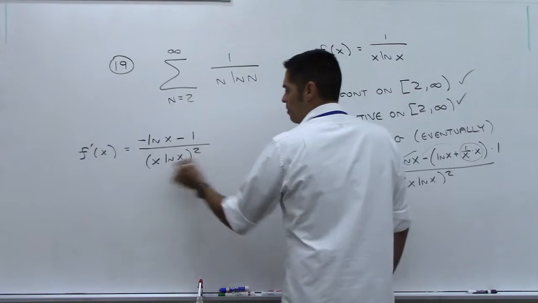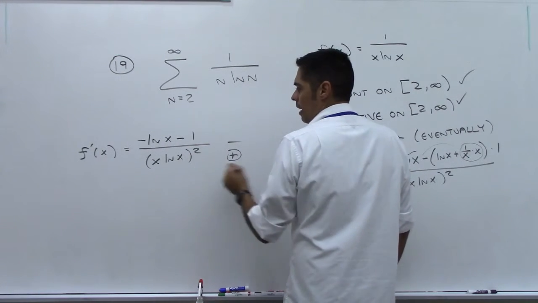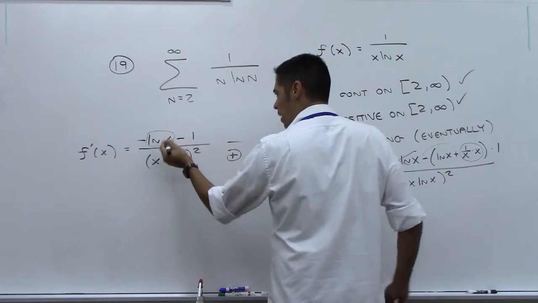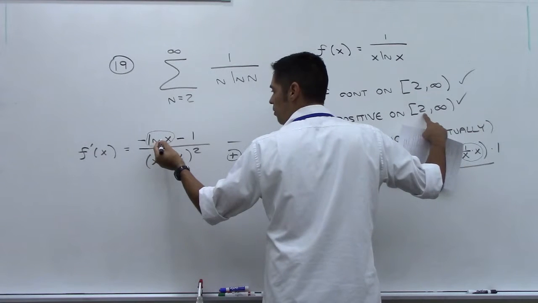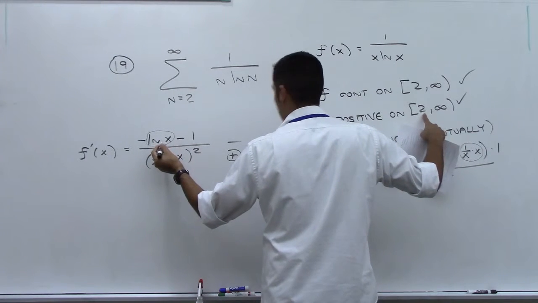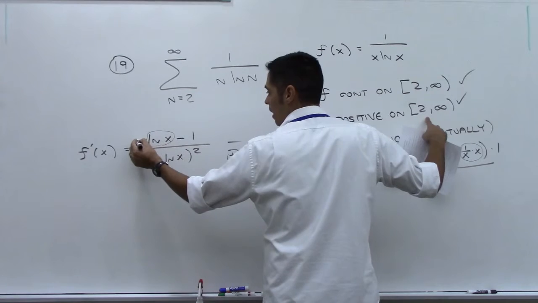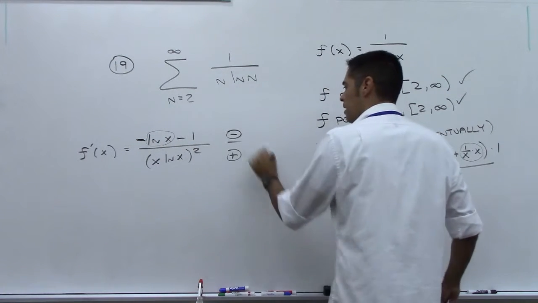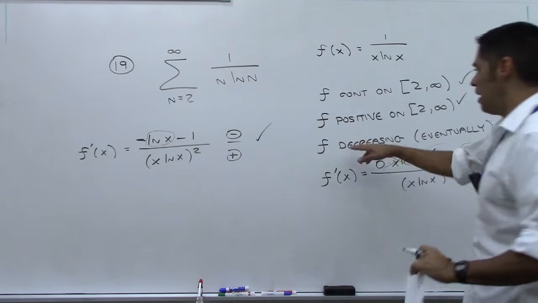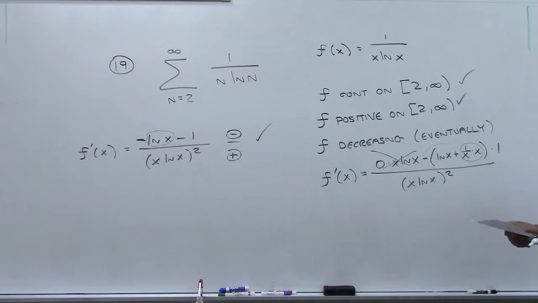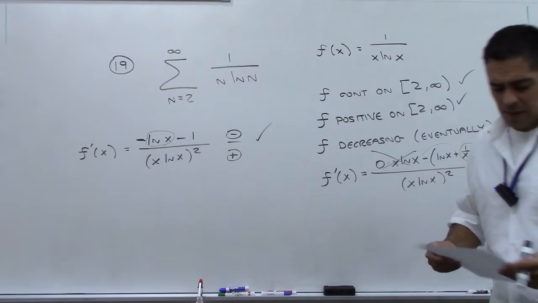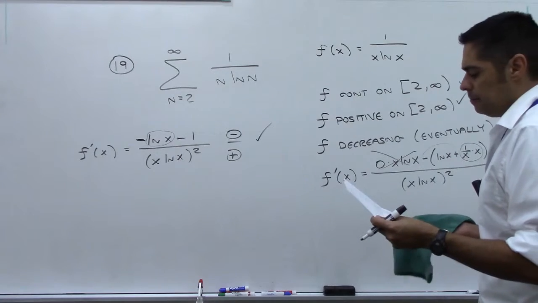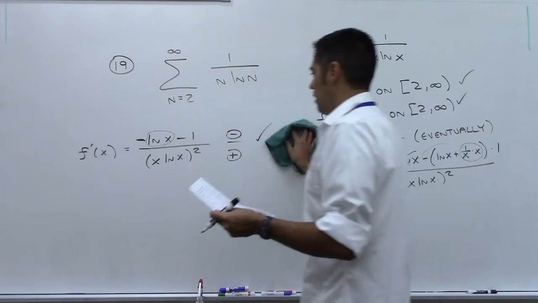Now, the bottom is always positive. In the numerator, natural log of x, I know that this piece right here is always positive as long as I'm past 2, or past 1, in fact, but I'm starting at 2. So that's always positive, and then make it negative. So negative number minus 1 is still negative. So I have a negative over a positive. That checks out. That's negative. So my function is decreasing. Now, once I've satisfied all the conditions for the integral test, I need to make sure I can integrate this.